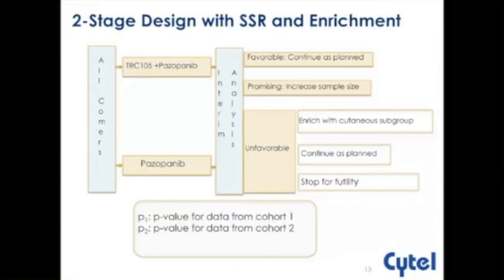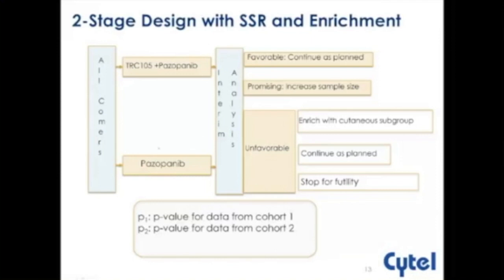The last scenario will be when the treatment does not work in the full population as well as the positive population. This is the case when the new treatment is unfavorable in both the full population as well as the subgroup. And we also have an option to stop for futility in case results are beyond a threshold for a futility stopping. So this is the adaptive study.